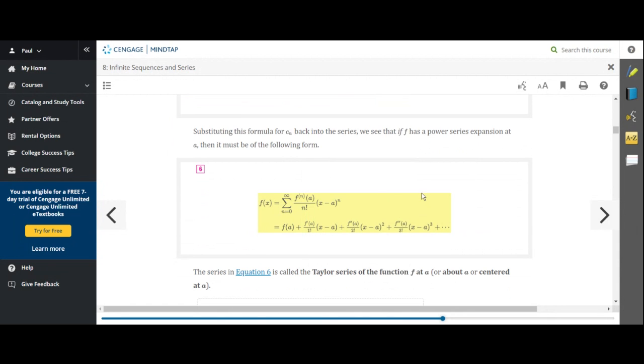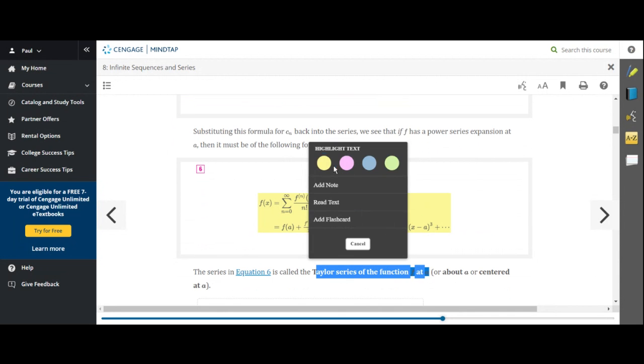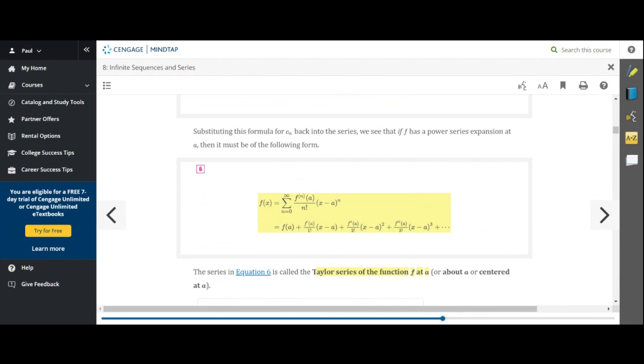If we want to take a function that's infinitely differentiable and express it as a power series, it would be this power series that you see in equation 6. This is called a Taylor series of a function at x equals a. That's what that's called, a Taylor series of a function at a.